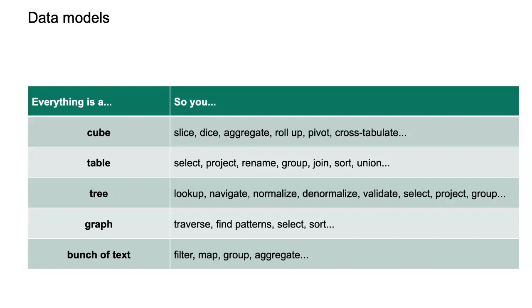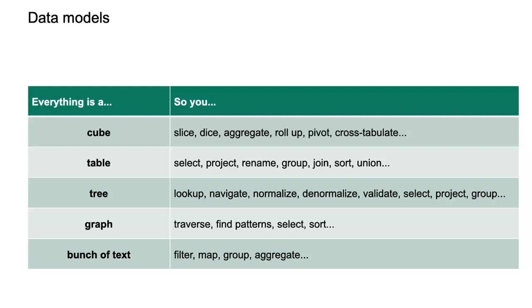Tables, that you know, that we studied, right? So in a table, you can select rows, you can project on some columns, you can rename some columns, you can group, you can aggregate, you can join 2 tables, you can sort tables if you assume that there is an order on the rows. You can union 2 tables if they have the same schema, and so on and so on. So this is what you can do with tables. With trees, you can look up, you can navigate, you can normalize trees, denormalize even more, validate, select, project groups, so some of the things you can do with tables too.